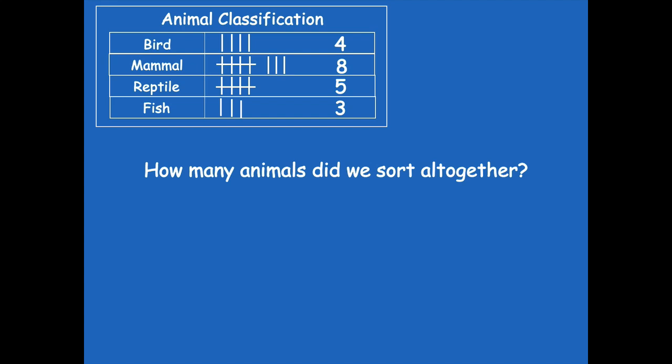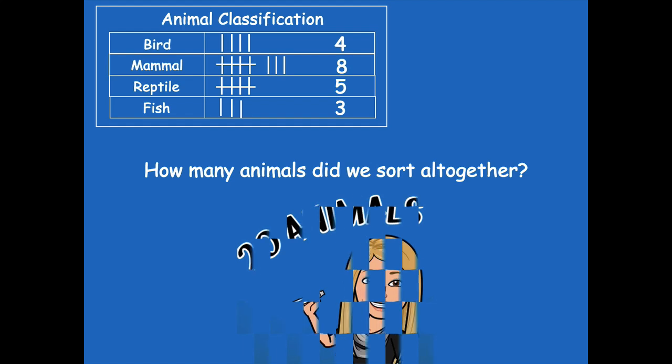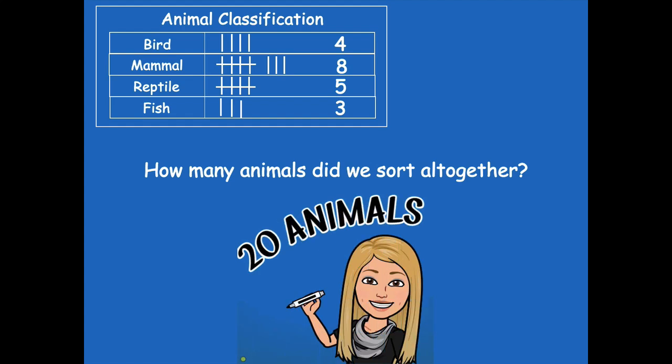Oh, so friends, how do I solve this one? Oh, you're so right. So now I just have to add up how many I have in all. Okay, so we would add 4 plus 8 plus 5 plus 3. Why don't you pause the video really quick and find out how many animals did we sort all together? All right, friends, pause if you need more time. So we sorted a total of 20 animals.